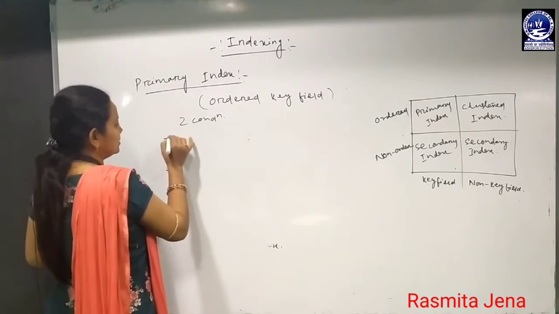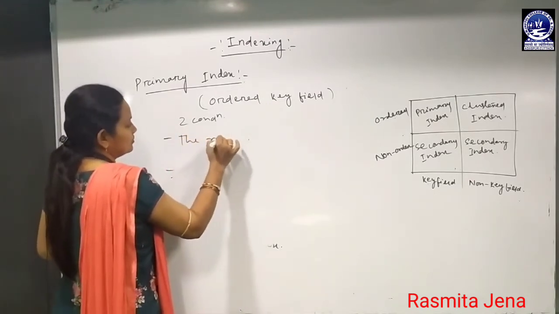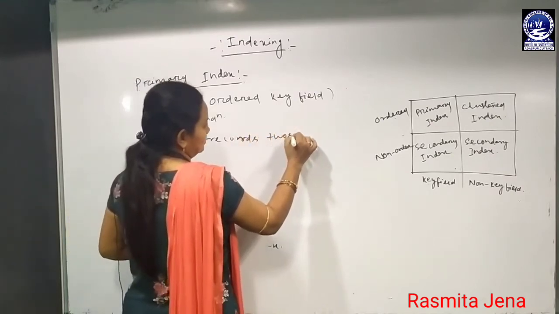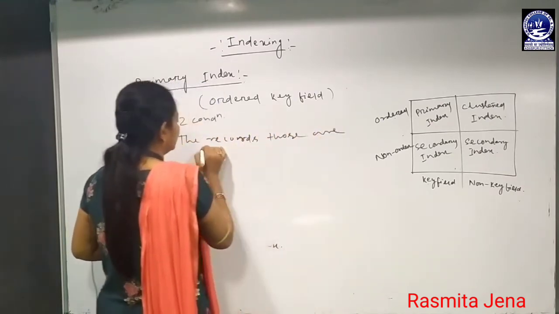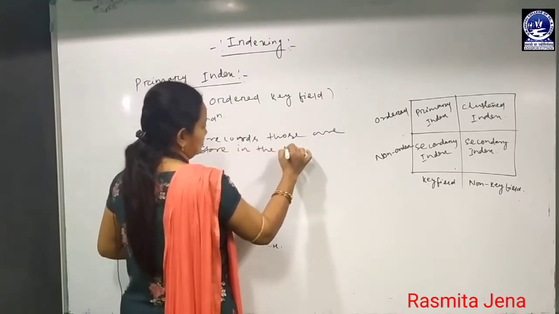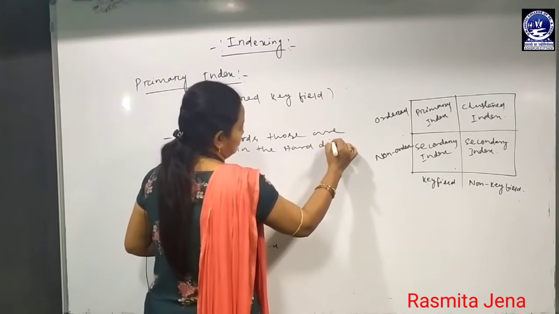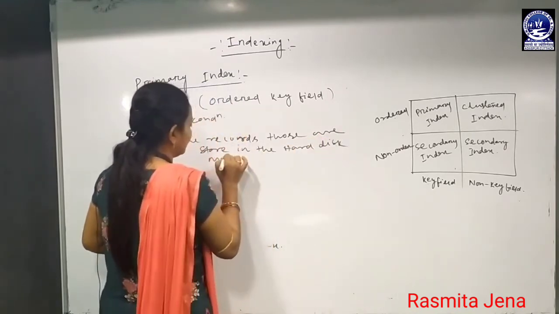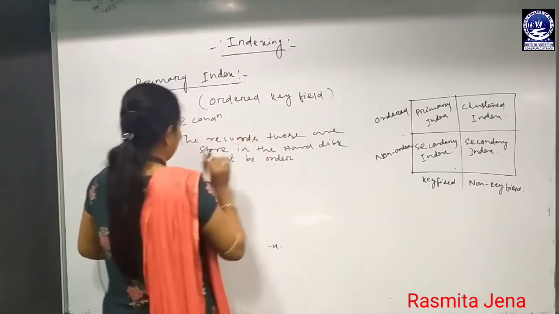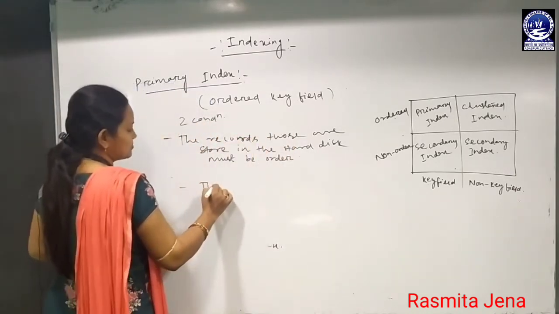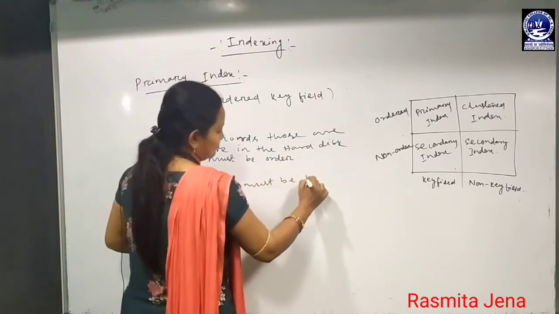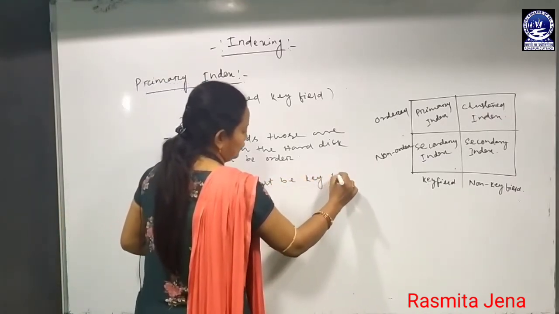So the first condition is that the records stored in the hard disk must be ordered. And the second condition is that there must be a key field.